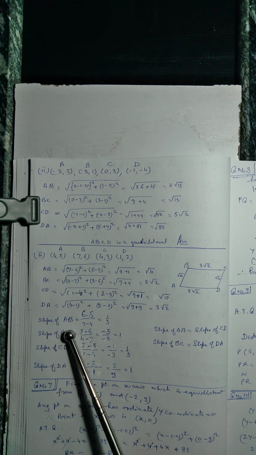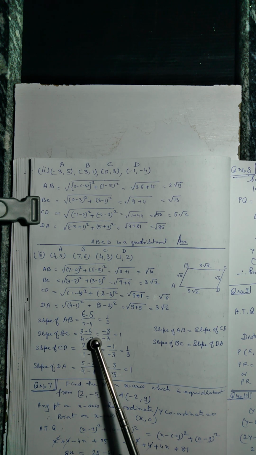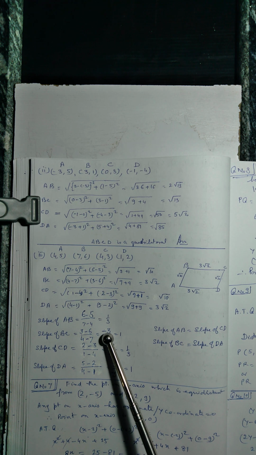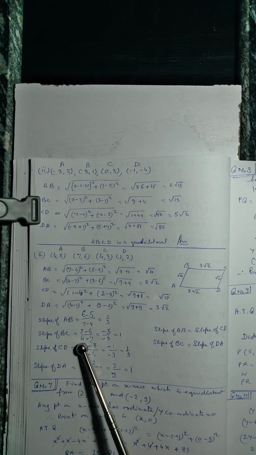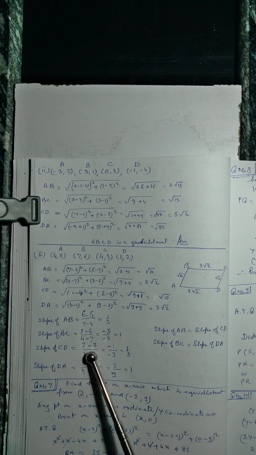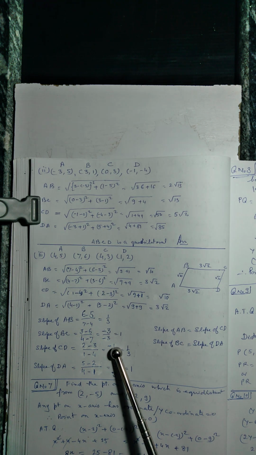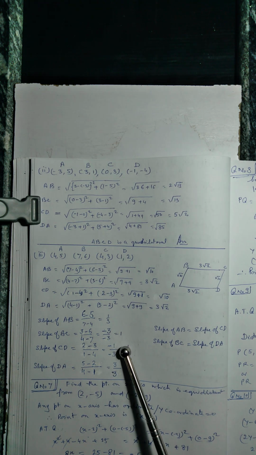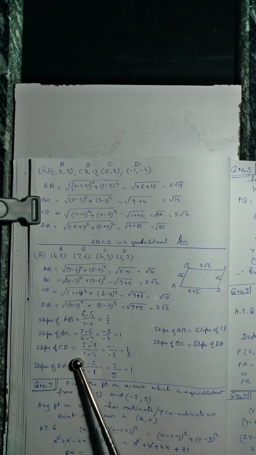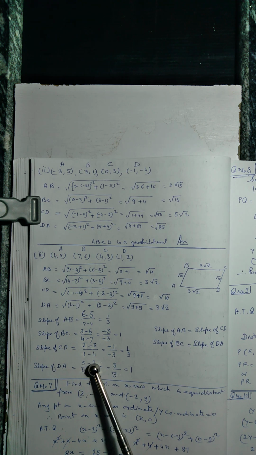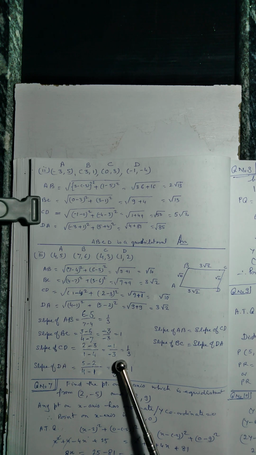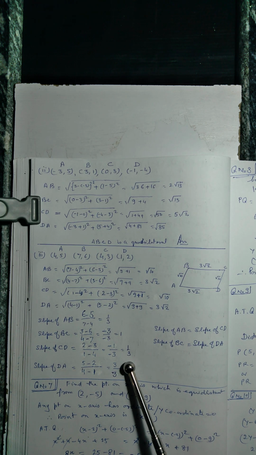Now find out the slope of it, that is 6 minus 5 upon 7 minus 4. That is y2 minus y1 upon x2 minus x1, that is equal to 1 by 3. Now slope of BC, that is 3 minus 6 upon 4 minus 7, that is equal to minus 3 upon minus 3, and it will be equal to 1. Now the slope of CD is equal to 2 minus 3 upon 1 minus 4, again it will be equal to minus 1 upon minus 3. Solve it, you will get 1 by 3.